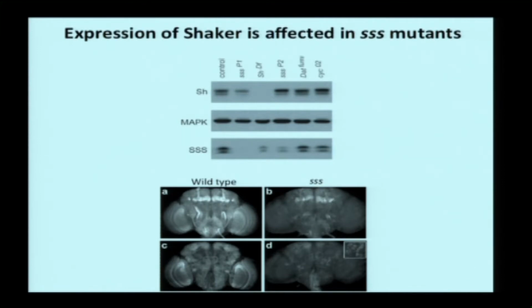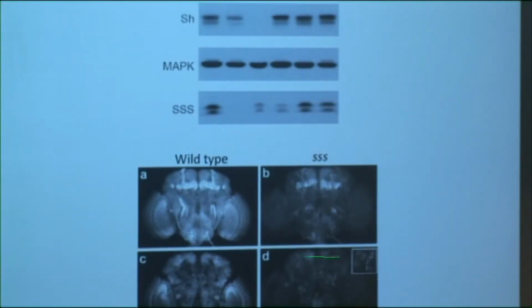Now, if you stain fly brains for Shaker, here it is in wild-type brains, very enriched in mushroom bodies. It's reduced in sleepless mutants. But more importantly, what you notice is that while in wild-type, Shaker is only in processes, so you don't really see distinct cell bodies, in the sleepless mutant, you start to see cell bodies here. So it looks like trafficking is also affected. So levels of Shaker are affected, trafficking of Shaker is affected.